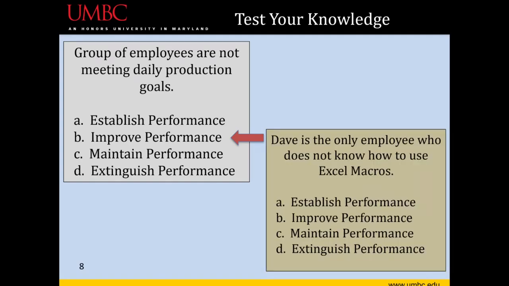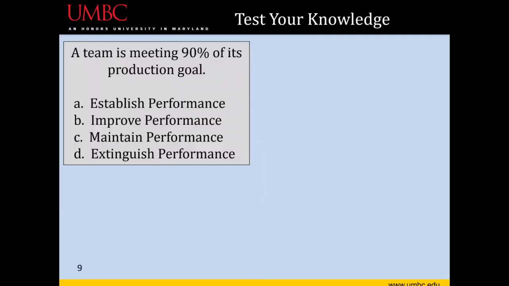The next one, Dave is the only employee who does not know how to use Excel macros. Is this establishing, improving, maintaining, or extinguishing? In this case, it's establishing because he doesn't have the knowledge of how to use macros, so we have to establish the performance. The next one, a team is meeting 90% of its production goal. Again, is it establishing, improving, maintaining, or extinguishing? In this case, it's maintaining because the organization feels that 90% of the production goal is satisfactory.